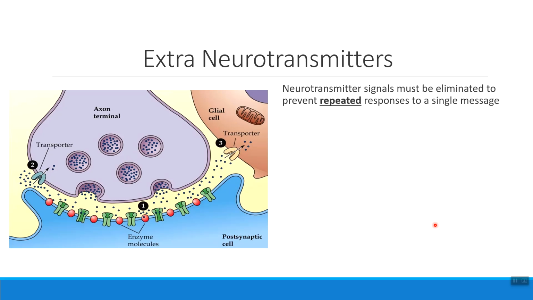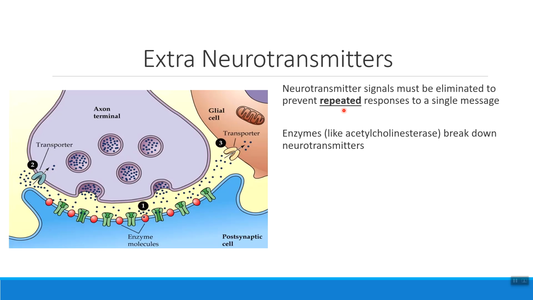When a neuron sends a message to its neighbor, it's only trying to send that message once. When I'm done hearing, that message should go away. Otherwise, I'm going to hear that same message over and over again. So as we talk about these mechanisms for dealing with extra neurotransmitters, the goal is to make sure that I hear the message once and don't keep responding to it.